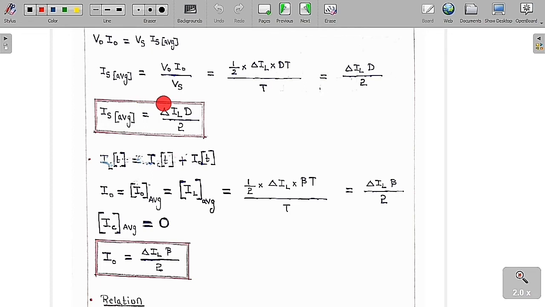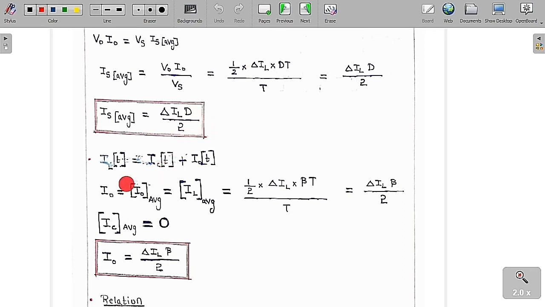Now I want to find the average value of the source current. The average value of the source current is equal to the average value of the switch current. So from the graph we can see the average value is equal to half into delta IL into dT by T. So dT cancels, and you are going to get delta IL into d by 2. So this is the average value of the source current.